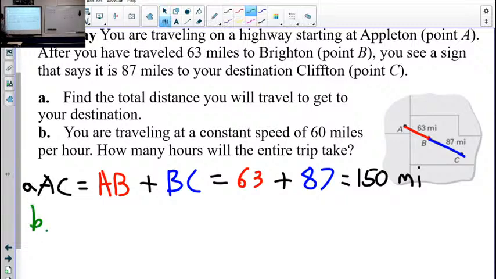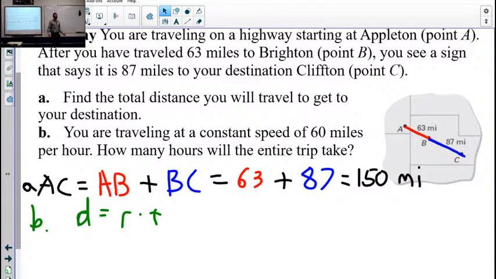Part B. You are traveling at a constant speed of 60 miles per hour. How many hours will the entire trip take? This is a formula that you have probably talked about in a class before, which is distance equals rate times time. And that should make sense. If I want to know how far I went, I can take the average speed that I went and multiply it by how long I went at that speed. And that should tell me how far I went. So distance equals rate times time.